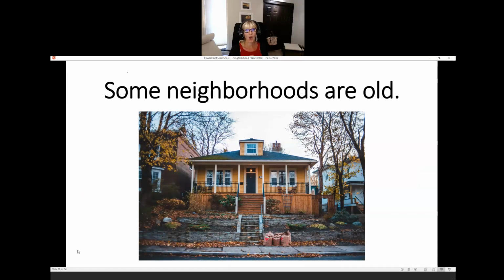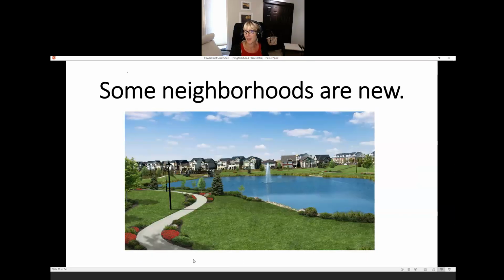Some neighborhoods are old. Some neighborhoods are new.